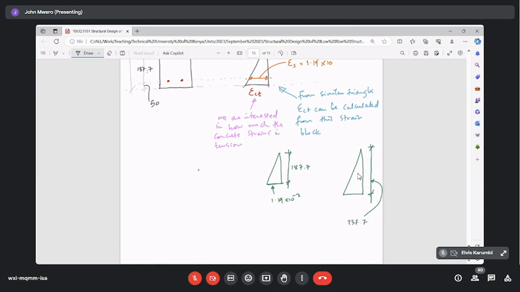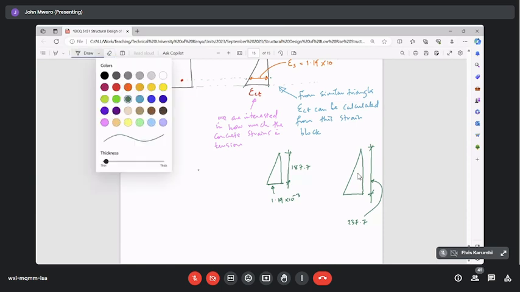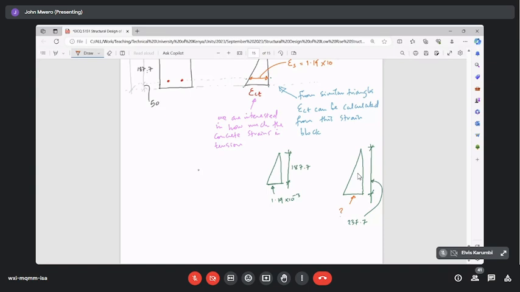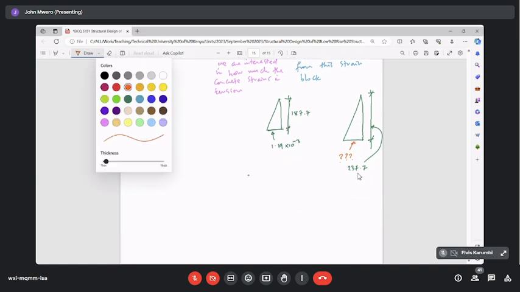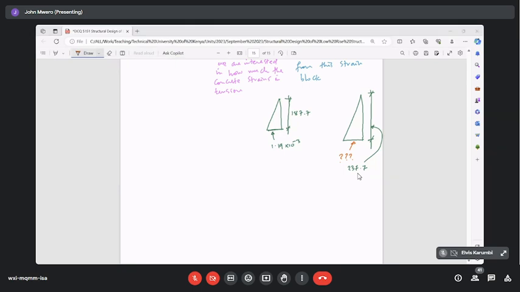And this value here is what we do not know and we want to find out. From similar triangles, very easy. So just for the sake of making this calculation complete, we can calculate the strain just from similar triangles. Strain in concrete in compression.